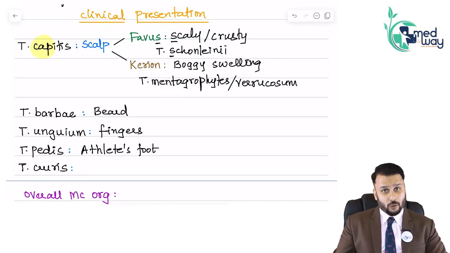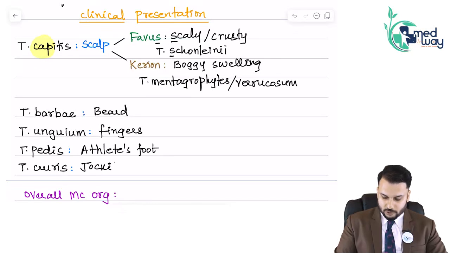Same thing in our groin area also, the sweat starts to collect. So the next name is Tinea cruris, which happens to be known as jock itch. Okay, so the next word is jock itch. This is something you need to remember, guys.